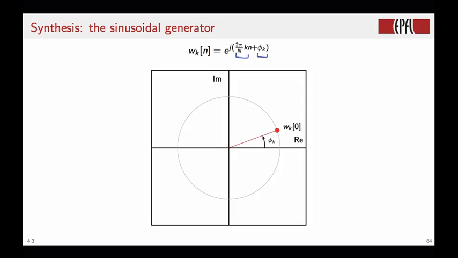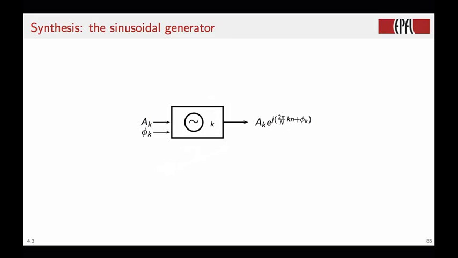The way this generator works is by successively generating points on the unit circle starting at the phase phi k and proceeding in increments of 2 pi over big N. We can draw this concisely with this notation where inside you have the index of the Fourier frequency that the generator will produce, and the input parameters for the generators are, of course, the initial phase here and a gain factor a of k that will lead to a of k times e to the j 2 pi over big N kn plus phi k.